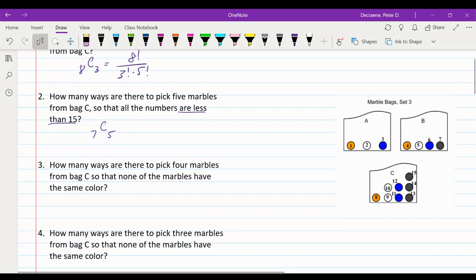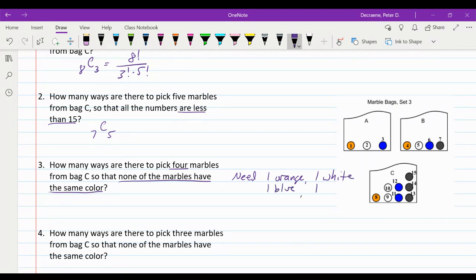So problem 3, how many ways are there to pick 4 marbles from bag C so that none of the marbles have the same color? Oh, so I need 1 orange. Anytime you read a problem, make sure that you interpret it before you jump right in. None of the marbles have the same color, and I need 4 of them. So I need, it sometimes helps to write this out, 1 orange, 1 white, 1 blue, and 1 black.